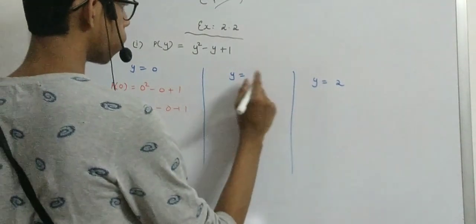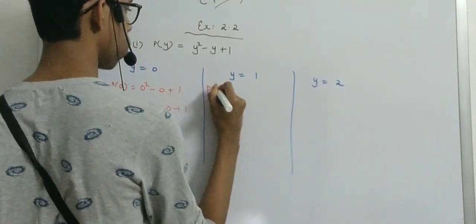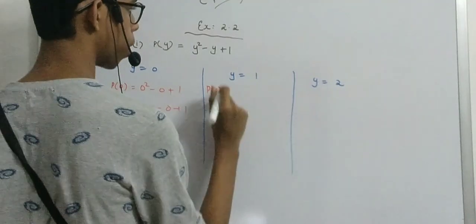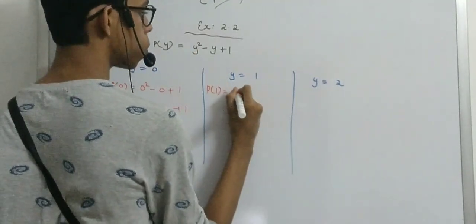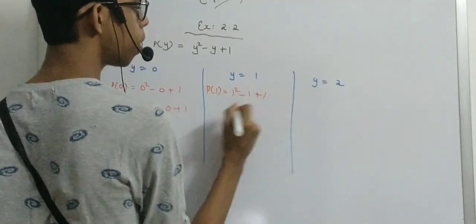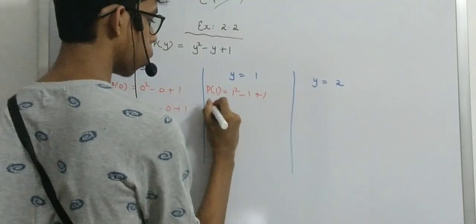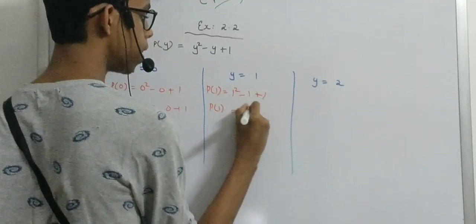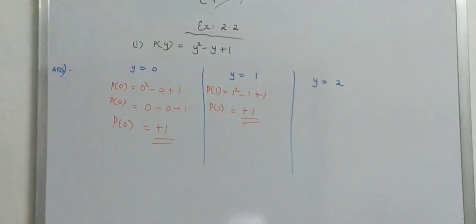Now at y equals 1 means p of 1 I have to find. P of 1 means substitute 1 over here. So 1 square minus 1 plus 1. 1 minus 1 is 0. So p of 1 again is equal to plus 1. Okay, I hope it is clear.